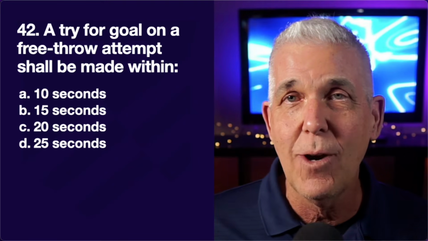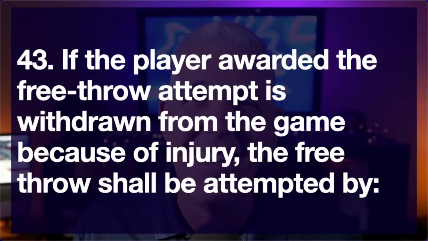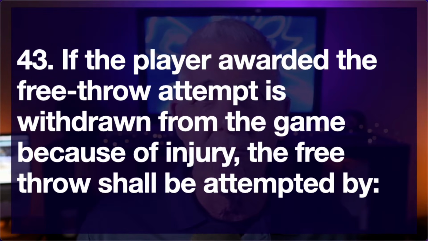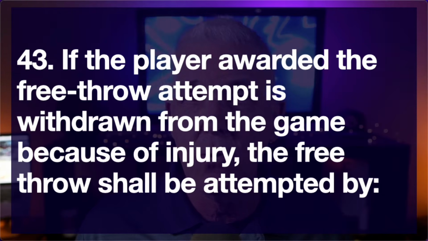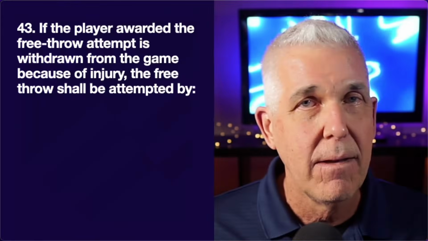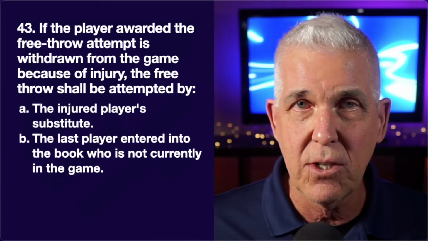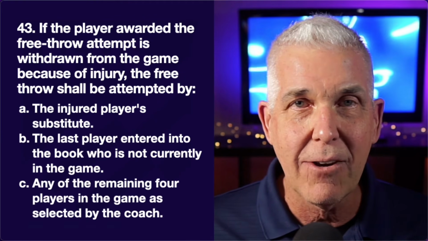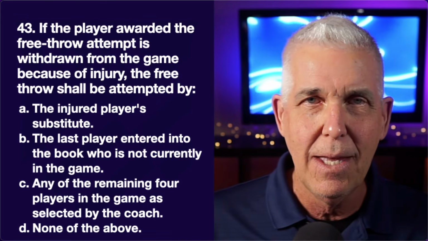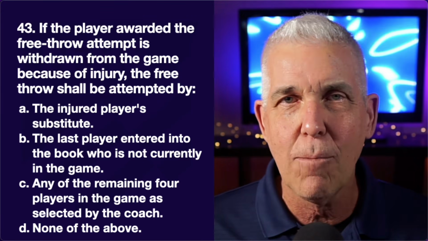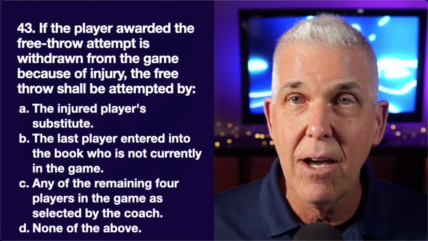And we're moving on to question 43. If the player awarded the free throw attempt is withdrawn from the game because of injury, the free throw shall be attempted by A, the injured player's substitute, B, the last player entered into the book who is not currently in the game, C, any of the remaining 4 players in the game as selected by the coach, or D, none of the above.